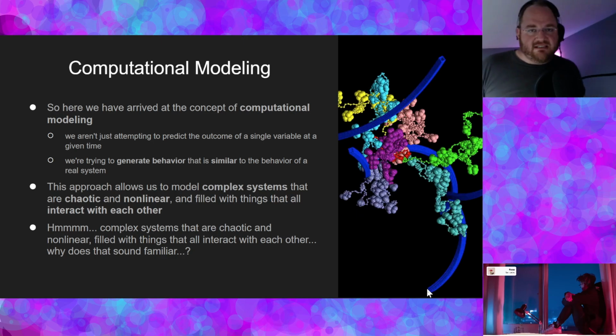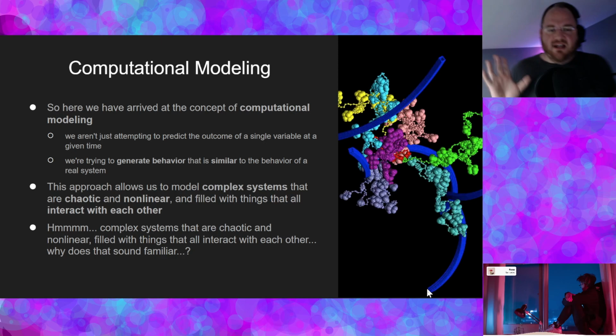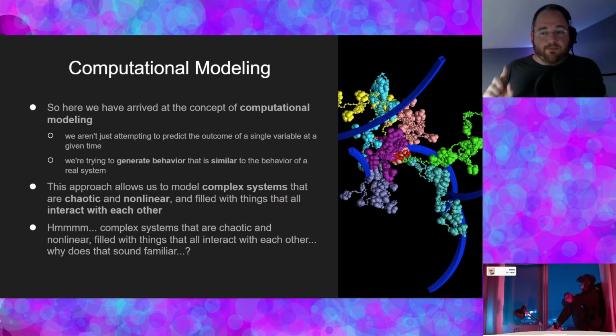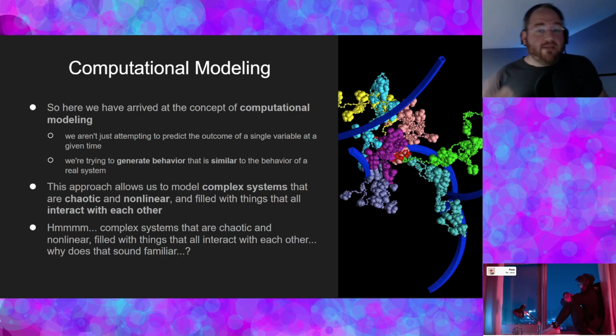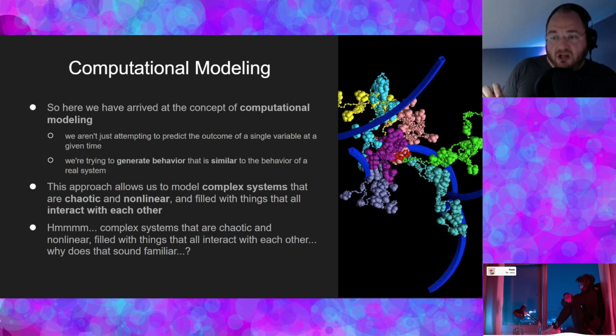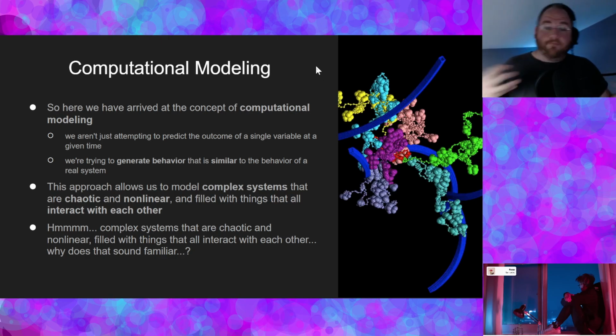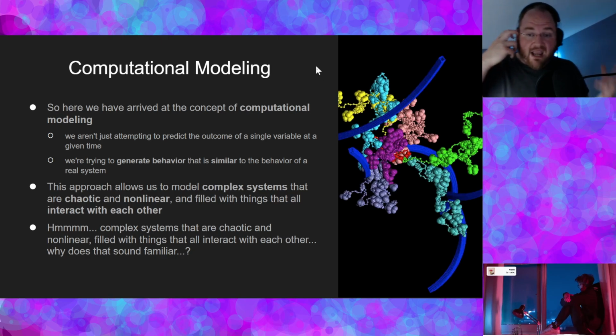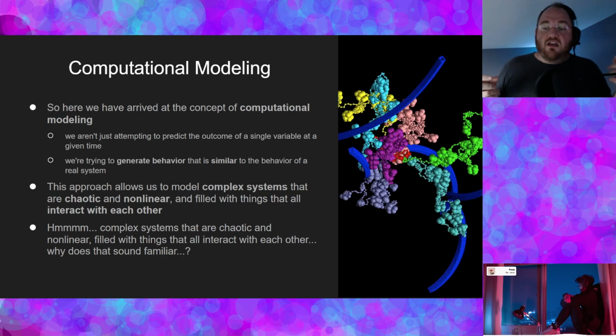So that brings us to the overall idea of computational modeling. We have arrived at the concept. We aren't just attempting to predict the outcome of a single variable. At a given time frame, we're trying to generate behavior that is similar to the behavior of the real system we're looking at. This approach allows us to model complex systems, right, that are super chaotic and nonlinear and filled with things that interact with each other, not just hoping that they don't.